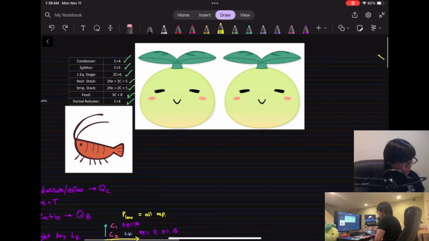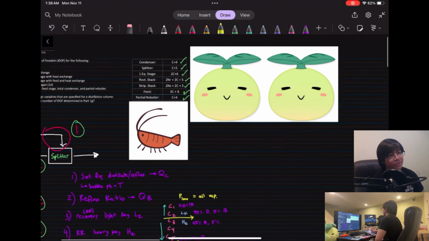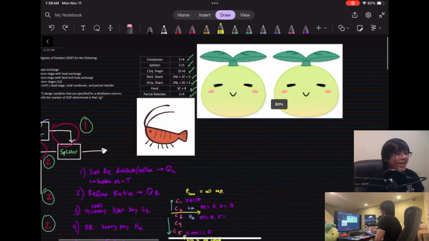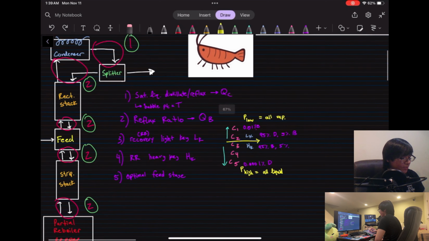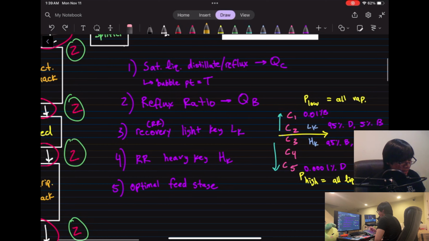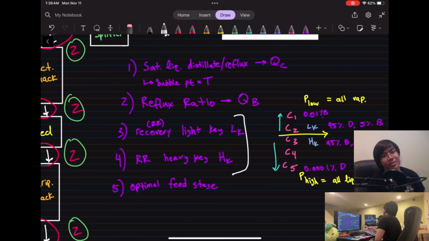So that was one set. The other set is, well, they're hidden behind these two things, but the other set is, instead of that, we replace the recoveries. So say we don't want to specify the recoveries. And again, all of these 5 degrees of freedom can be anything as long as they're related to the distillation column.